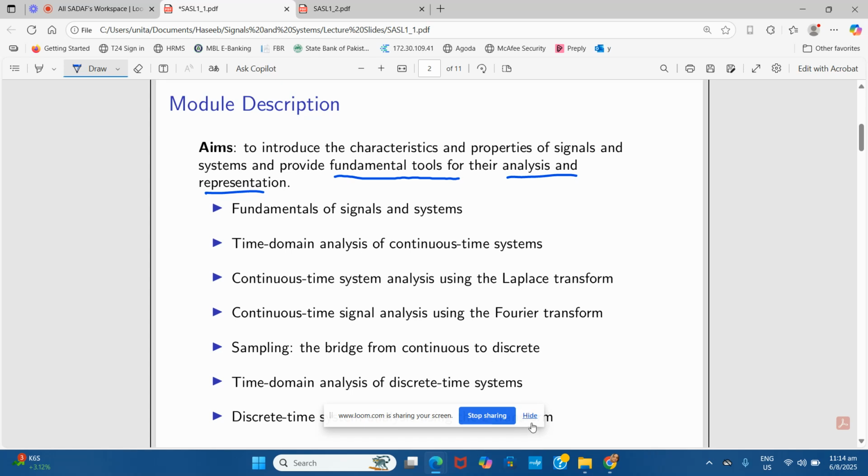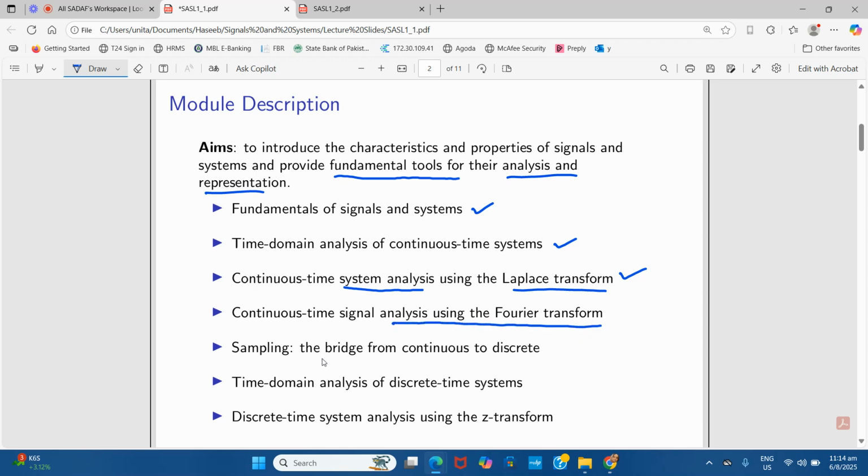First of all, we will learn about the fundamentals of signals and systems, then time domain analysis of continuous time systems, then continuous time system analysis using the Laplace transform. Remember, this is the system analysis where we use the Laplace transform. Then continuous time signal analysis using the Fourier transform.